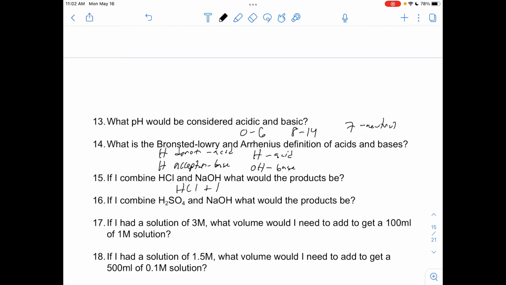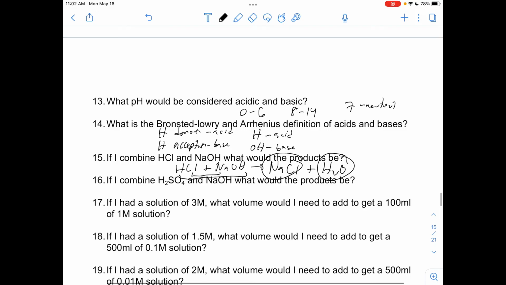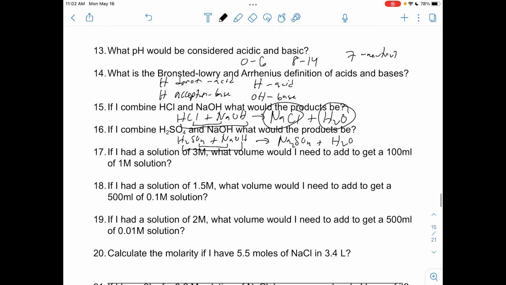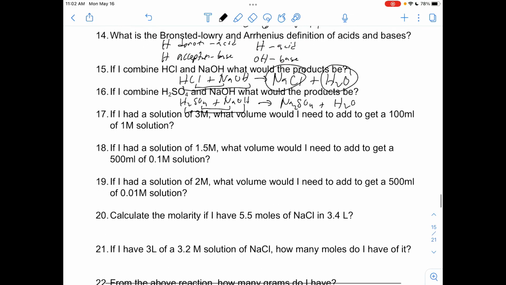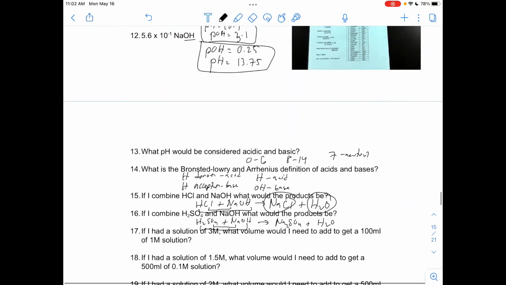Okay. If I combine HCl and NaOH, what would that give me? So it would, outsides and insides, almost like a double displacement, NaCl plus H2O. Okay, it's always going to make H2O and a salt if you combine an acid and a base. Say the same thing here. Outsides, insides, so we get sodium sulfate and water. Okay, moving on along.